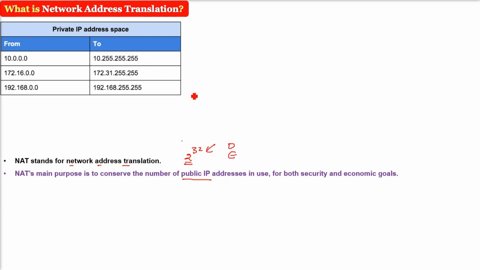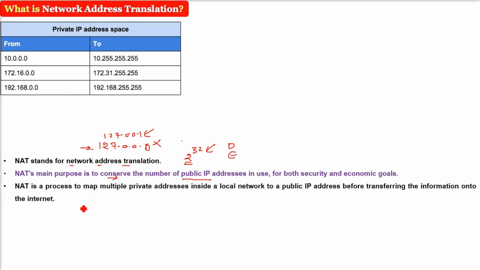In IPv4, most of the addresses are used or blocked or fixed. For example, 127.0.0.0 is a loopback address. Normally we use 127.0.0.1, which is the loopback address. But this whole address space from 127.0.0.0 till 127.255.255.255 cannot be used. It is unused. So we have limited IPv4 addresses, so we need to conserve them, and NAT does it all, both for security and economic goals.